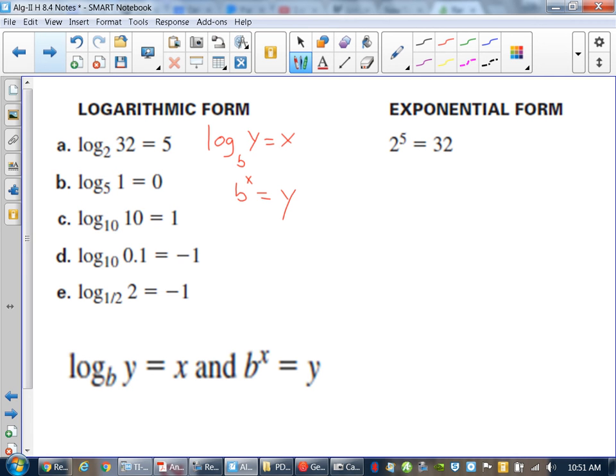Here's log base 5 of 1 is 0, which means, how do you write that exponentially? 5 to the 0 is 1. Okay. These work rather quickly. I'm going to skip C because it's pretty easy. I'm going to go down to the ones where you have decimals and negatives, because a lot of times within textbooks they write things in terms of decimals as opposed to fractions. What's 0.1? 1/10. So if you think about this, this is log base 10 of a tenth equals -1.